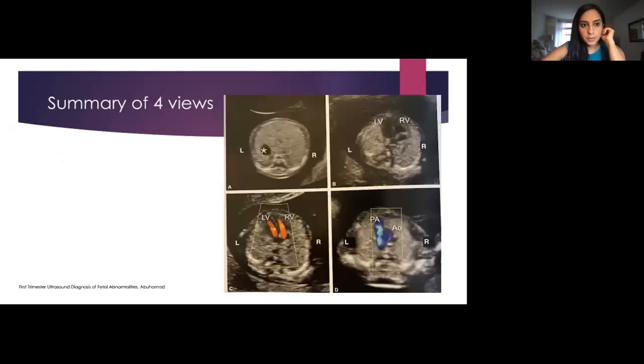So just a quick summary of our 4 views. Again, in A, you have your abdominal circumference, and then you can also add color to help determine your situs and look for the SVC and IVC. In B and C, you have your 4-chamber views with and without color. And in D, you have your 3-vessel trachea view. So these are kind of the 4 views that are important to get.